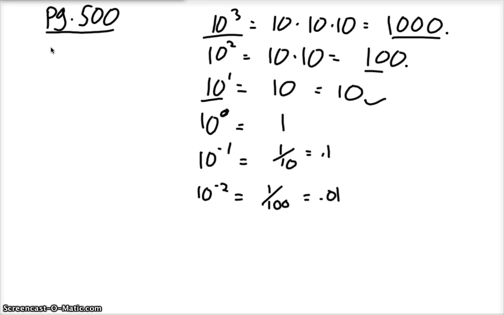First thing, this is really important. Anything with the exponent of 0 is going to equal 1. If the exponent is 0, the answer is 1. So if it's 10 to the 0 power, or 5 to the 0 power, it's going to equal 1. You're going to want to remember that.